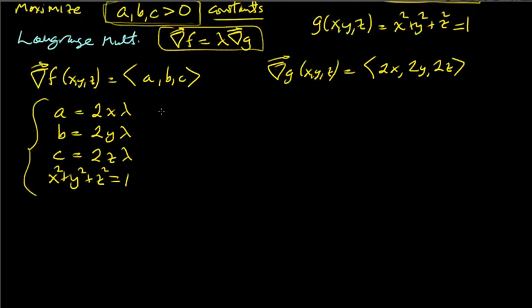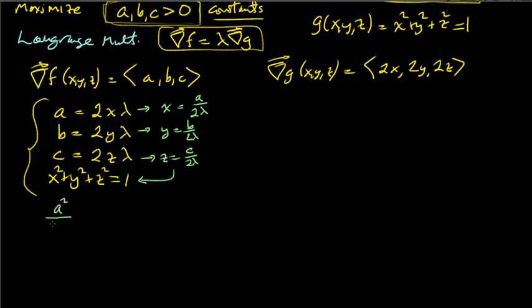Okay, so solve that system of equations. My usual strategy is to solve for lambda first. So x is just going to be a over 2 lambda, and y is going to be b over 2 lambda, and z is going to be c over 2 lambda. If we plug those into the constraint equation, what do we get?